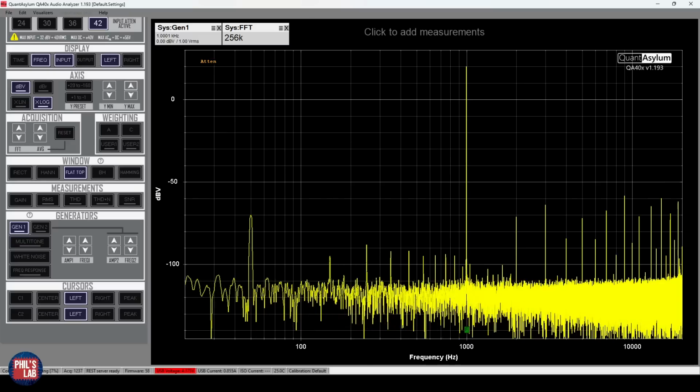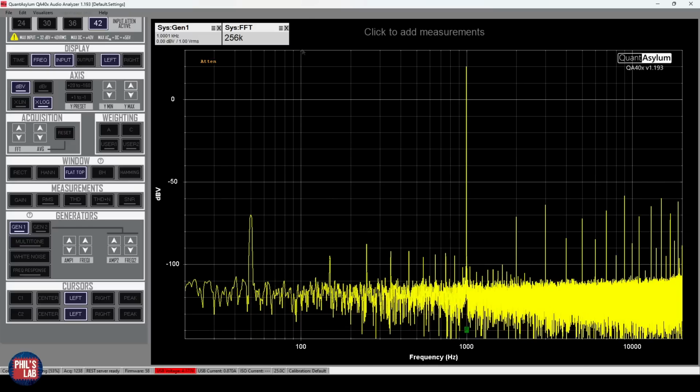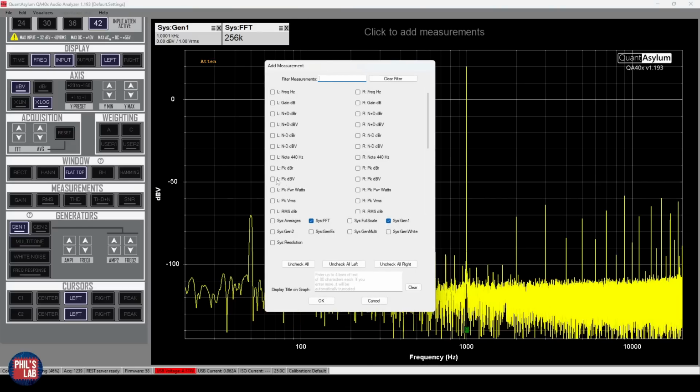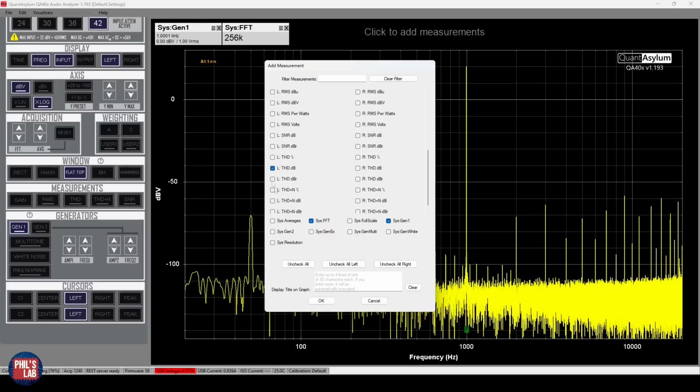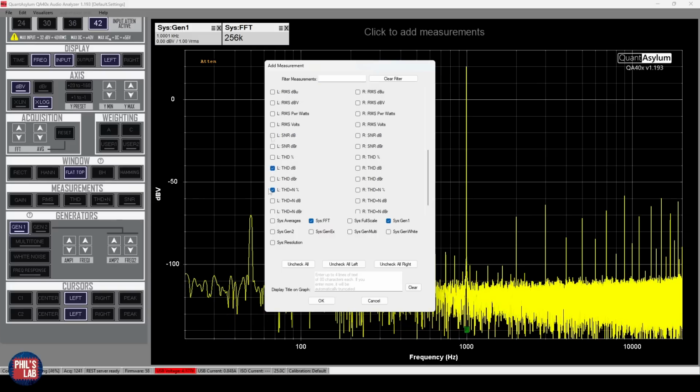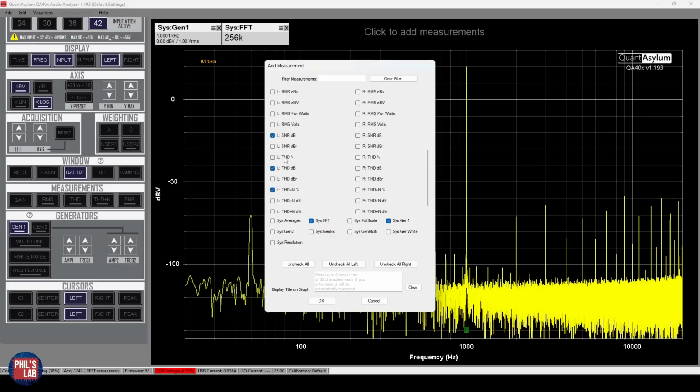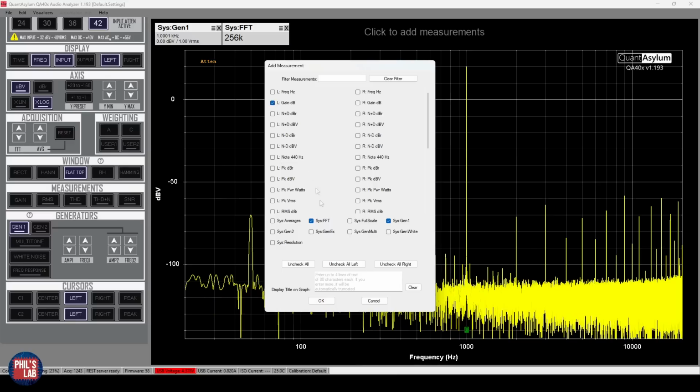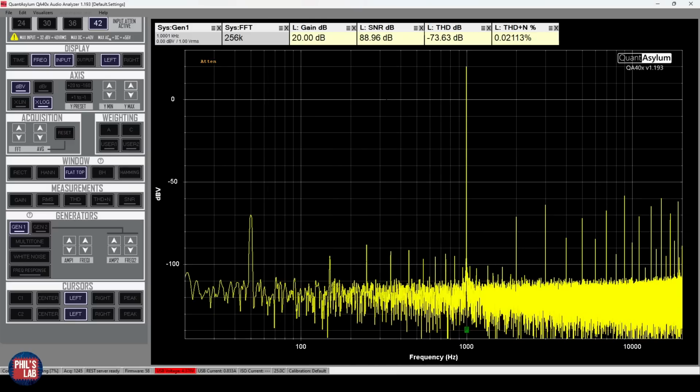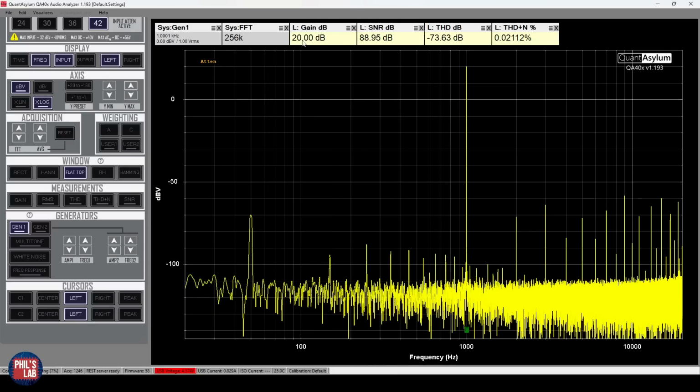So luckily these distortion artifacts are quite low, but we can actually use this interface to measure the distortion. So I can click to add measurement, and then on the left channel, total harmonic distortion, as well as total harmonic distortion plus noise. And we can also measure things such as the signal to noise ratio, but also the gain. So I'll add all of those measurements and we can see them at the top. So the gain is spot on. It's 20 decibels, exactly what we'd set our IC to do.